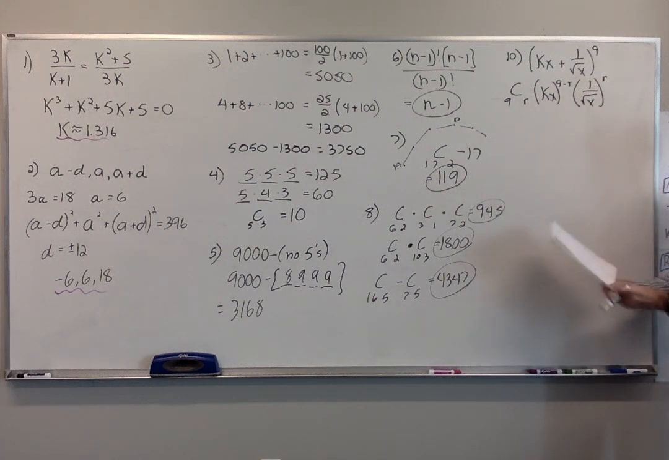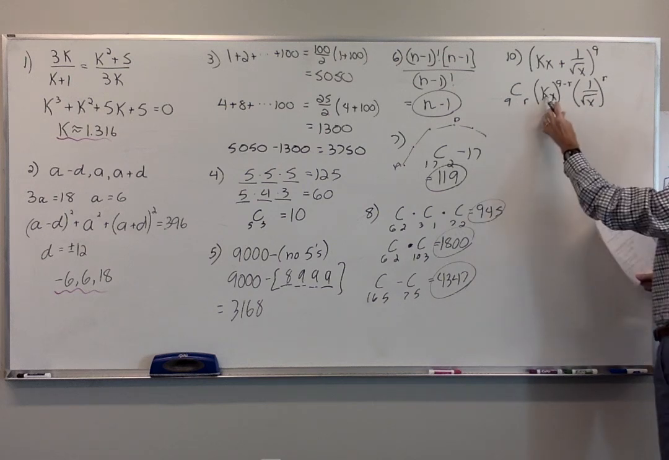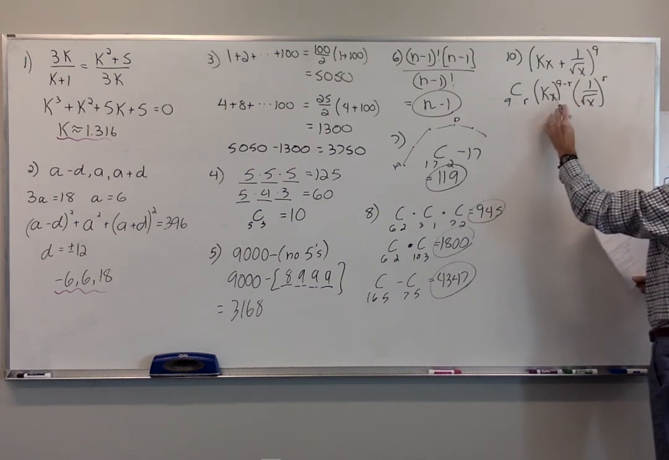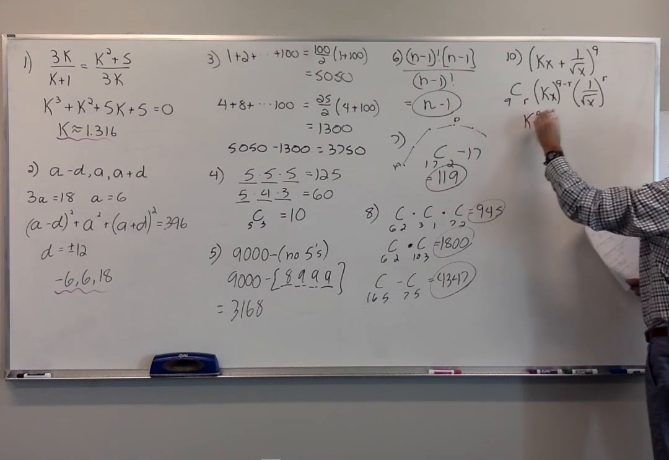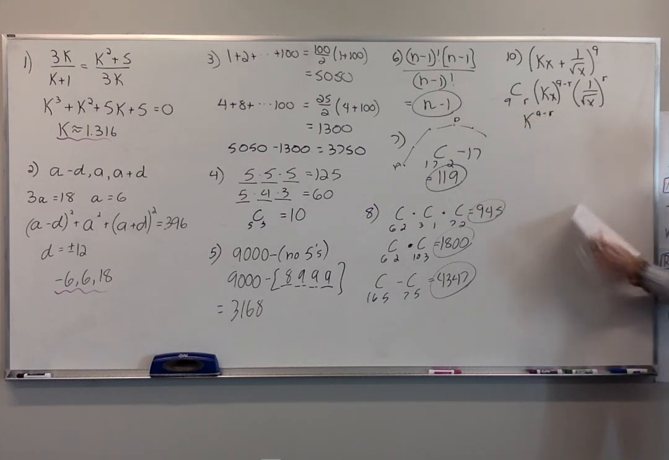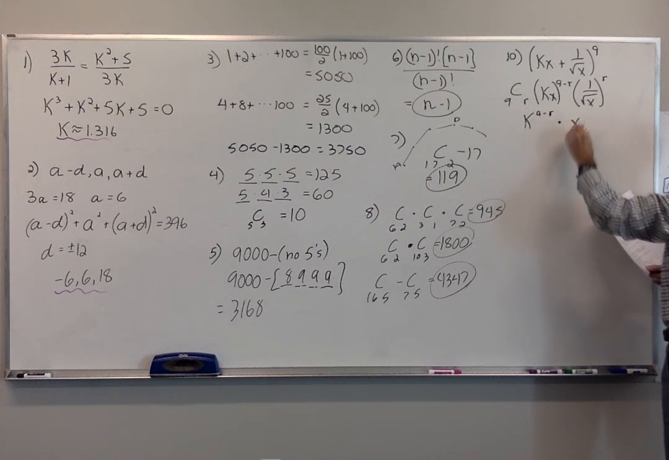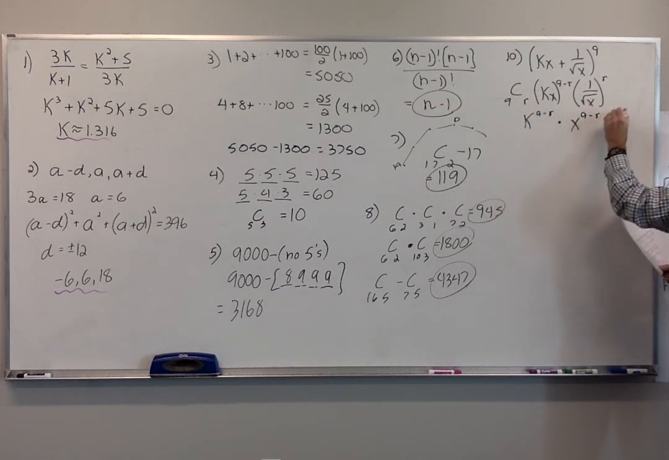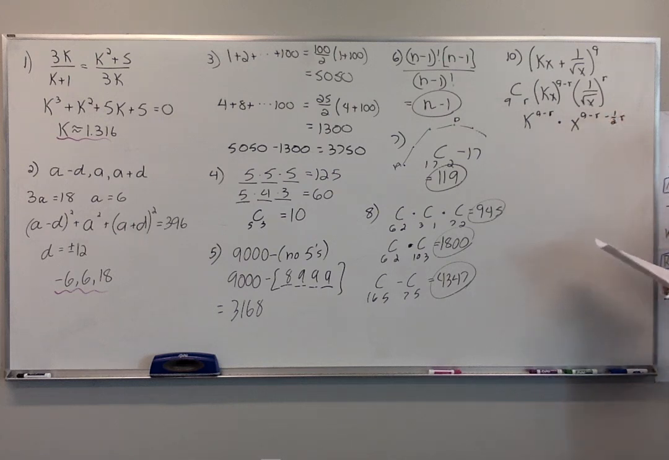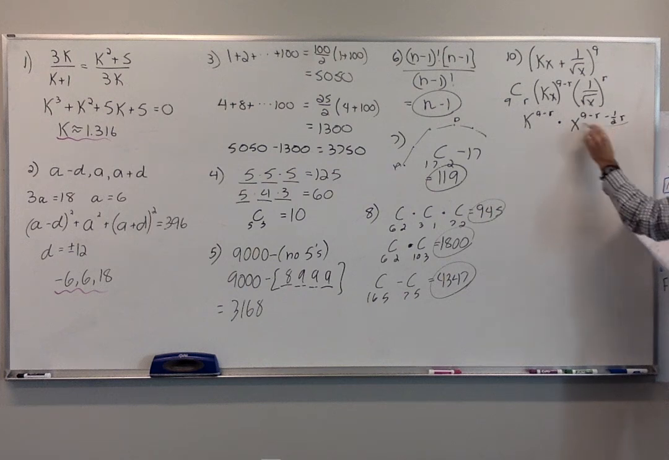And we just do a little bit more work. This is going to be k to the 9 minus r. The x terms we obviously want to go away, so if we separate it, the x is going to be 9 minus r on top. The bottom would be half r. We want, obviously, that to be a 0. So r is going to be 6.